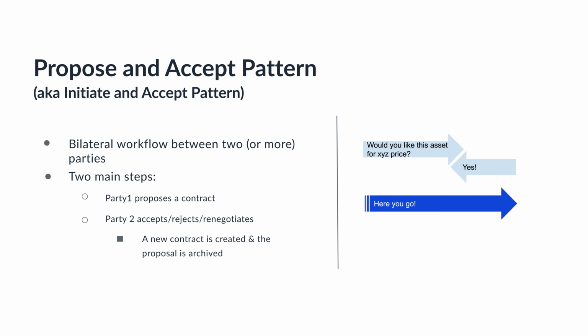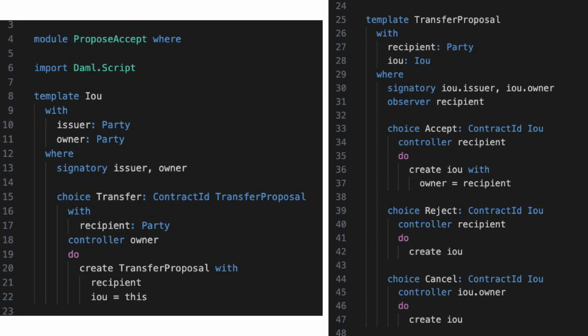This pattern is commonly used in various real-world scenarios, such as trade agreements, legal contracts, and financial transactions, as it serves several essential purposes. Let's take a look at how the pattern is implemented in DAML. The propose and accept pattern typically involves two contracts: the proposal contract and the result contract. For the code demo, there is the transfer proposal template for the proposal contract and the IOU template for the result contract. The IOU template has issuer and owner as signatories.